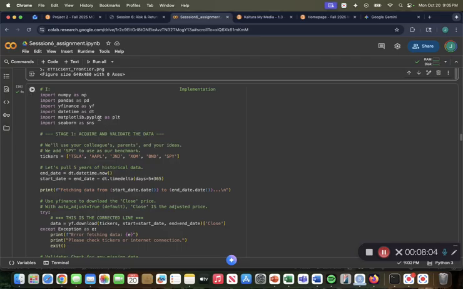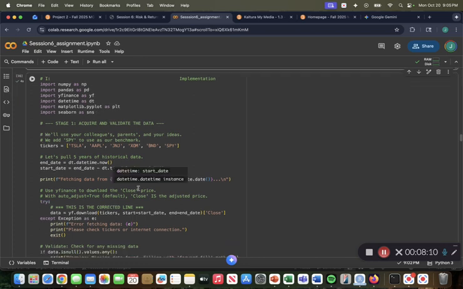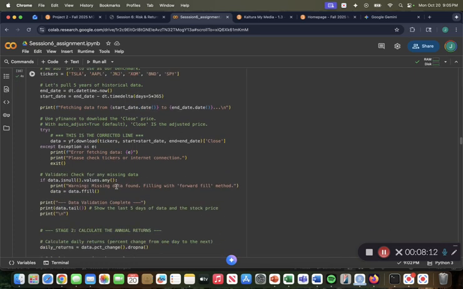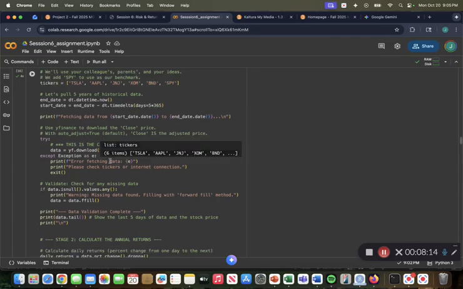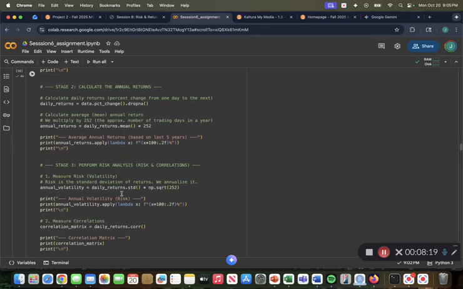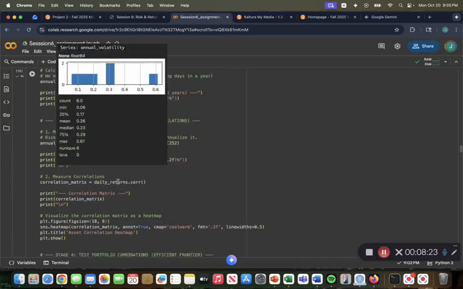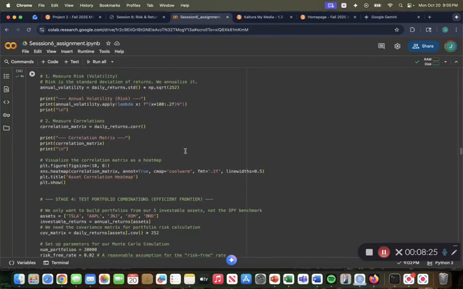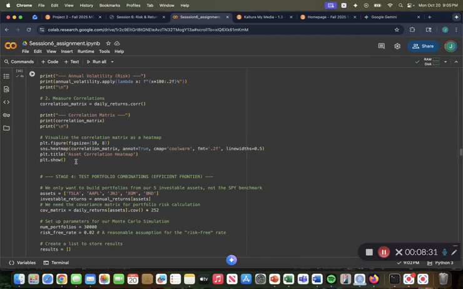So I used yfinance, datetime, Matplotlib, as well as NumPy, Pandas, and Seaborn here. So looking through here, we're actually acquiring and validating our data in this first step, as we did in the example in class. And then here in stage 2 is where we calculate our annual returns for all of the stocks. And that includes the correlation matrix again, this time with the S&P 500. And we show that as a heat map again, which we'll see in a second.